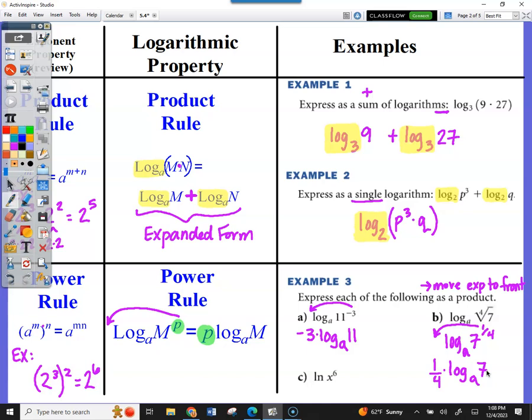All right, we have ln of x to the 6th. Don't let the ln throw you off. If you want to write log base e, you can, or you can just leave it. The same rules apply here, though. This is ln of x to the 6th. The power moves to the front, so it becomes 6 ln of x.